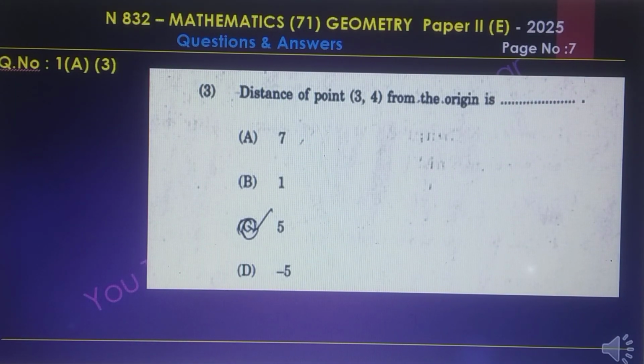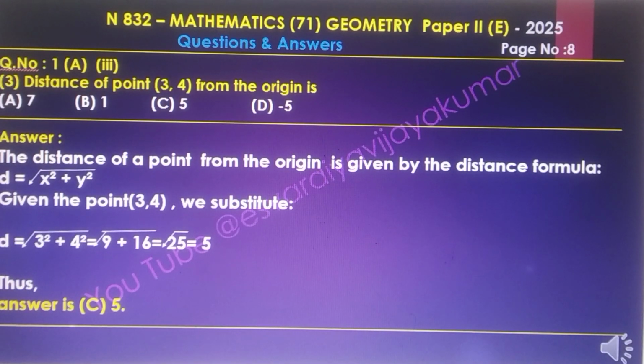Question number 3. Distance of point 3, 4 from the origin is? Answer is C, 5. The distance of the point from the origin is given by the distance formula D equal to root of x square plus y square. So we are getting 3, 4 as x and y, we are getting root of 25 equal to 5. 5 is the answer, C.